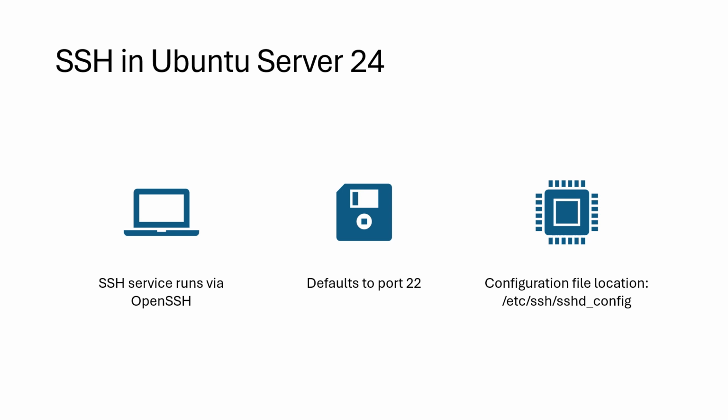Ubuntu Server comes with OpenSSH pre-installed or very easily installed. It is also the service we're going to be talking about for this presentation. By default, SSH runs on port 22. The main configuration file is located at /etc/ssh/ssh_config, which is where settings such as authentication methods and access controls can be adjusted.